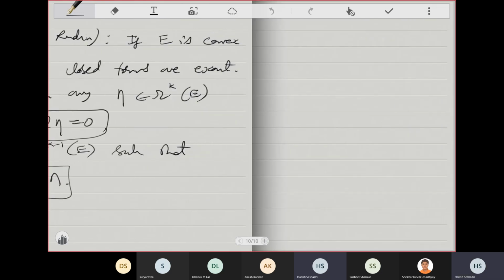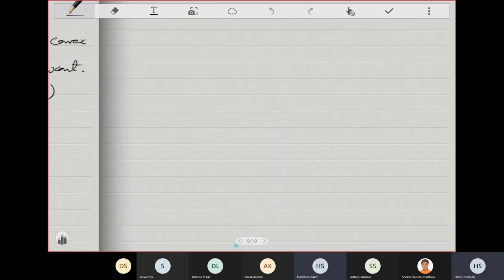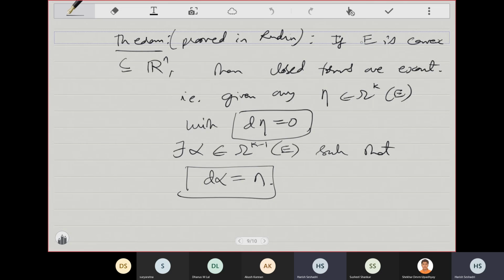Now you will get an inkling of why, so far, the role of E was not that important in all our considerations. E was just an open set. We never paid much attention to it, never put any other condition on E. Here we have put a very strong condition that E is convex. For these considerations, when is a closed form exact, everything hinges on the nature of E actually, as it turns out.